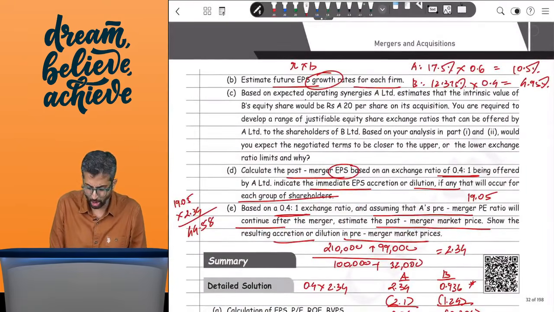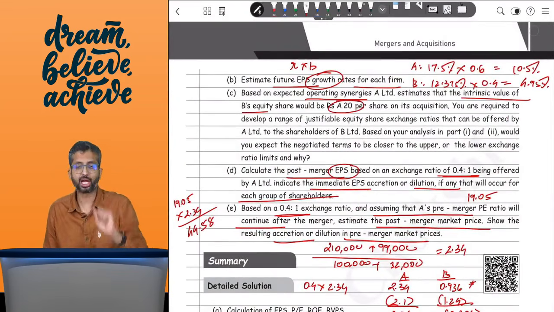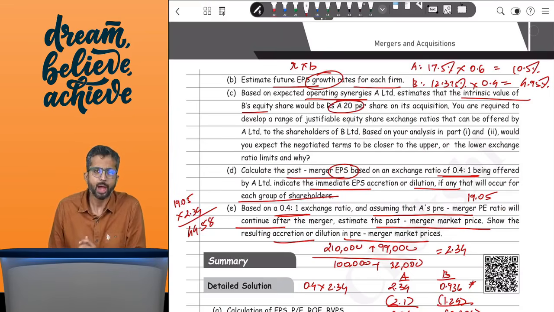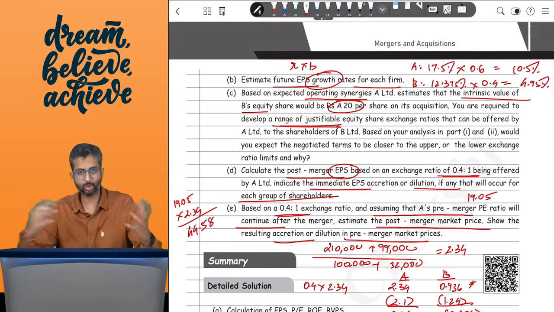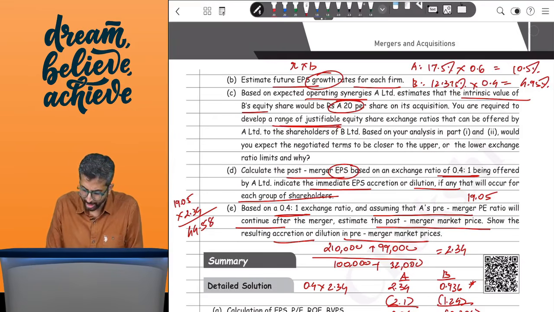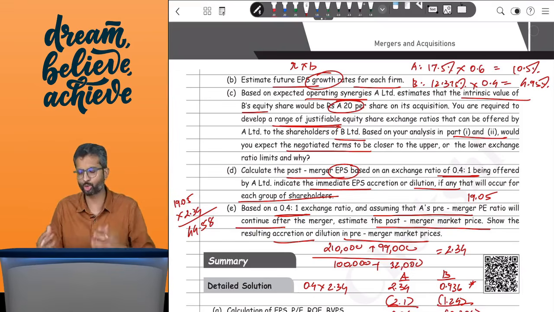Point C is based on the operating synergies, A estimates the intrinsic value of B's share would be 20. Here B's market price is 15. If nothing is given, the best exchange ratio is exchange ratio based on market price. But over here, it is said that the intrinsic value of B would be 20. You are required to develop a range of justifiable ratios. So you'll have to have two ratios at least that can be offered to the shareholders by A to B based on analysis in 1 and 2. What would you expect the negotiating terms to be closer, upper or lower? Well, closer to A's desired terms because A is a more powerful company.